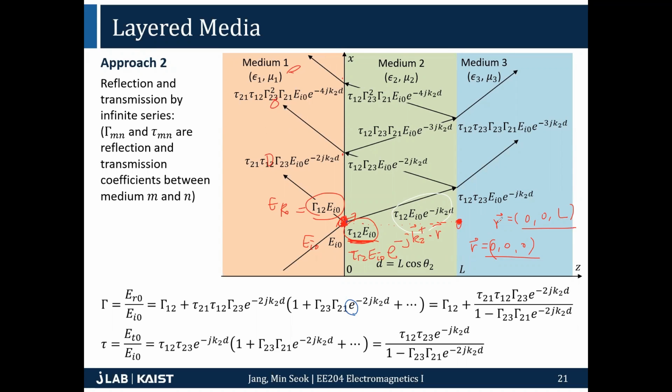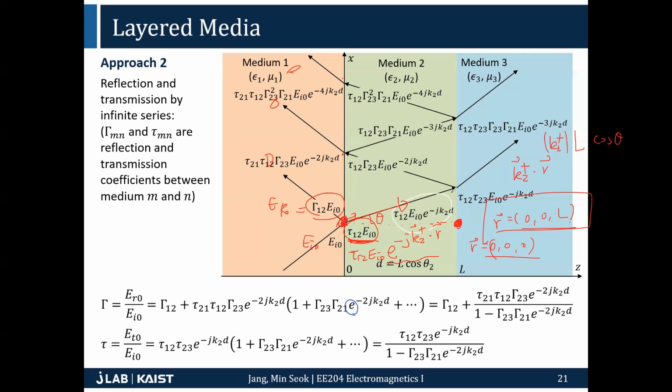So let's evaluate this at 0, 0, L then. Because K2 plus is going this way, the angle between K2 plus and r is non-zero, so you have an angle. This becomes K2 plus L cosine theta, right? So this term evaluates like that.